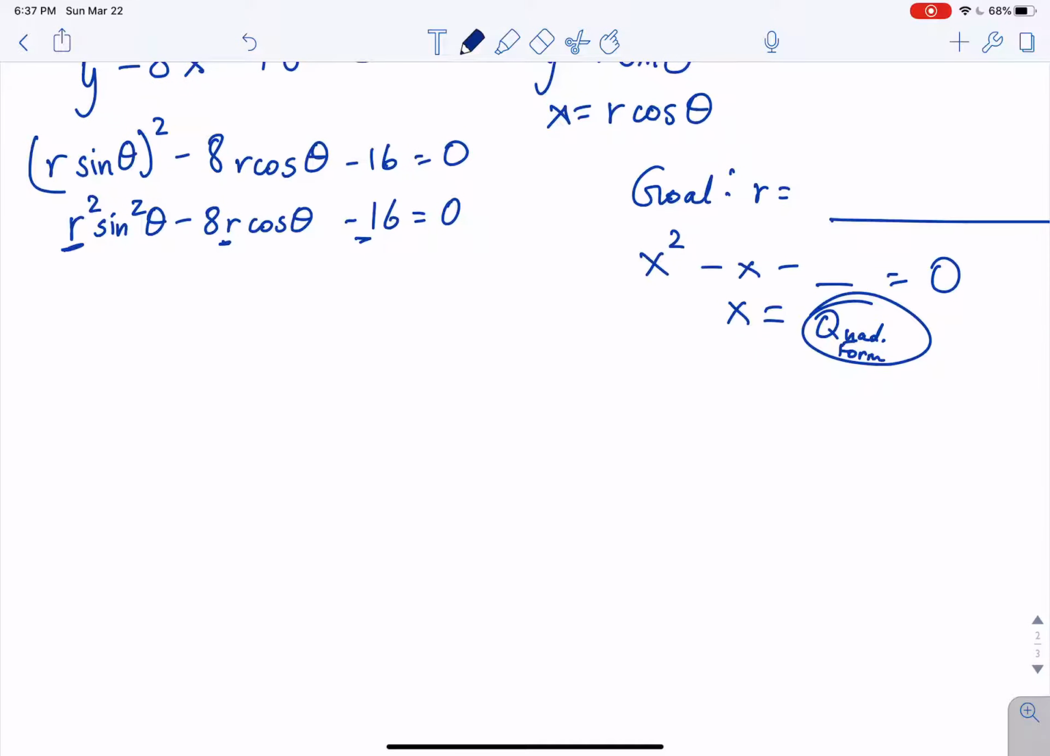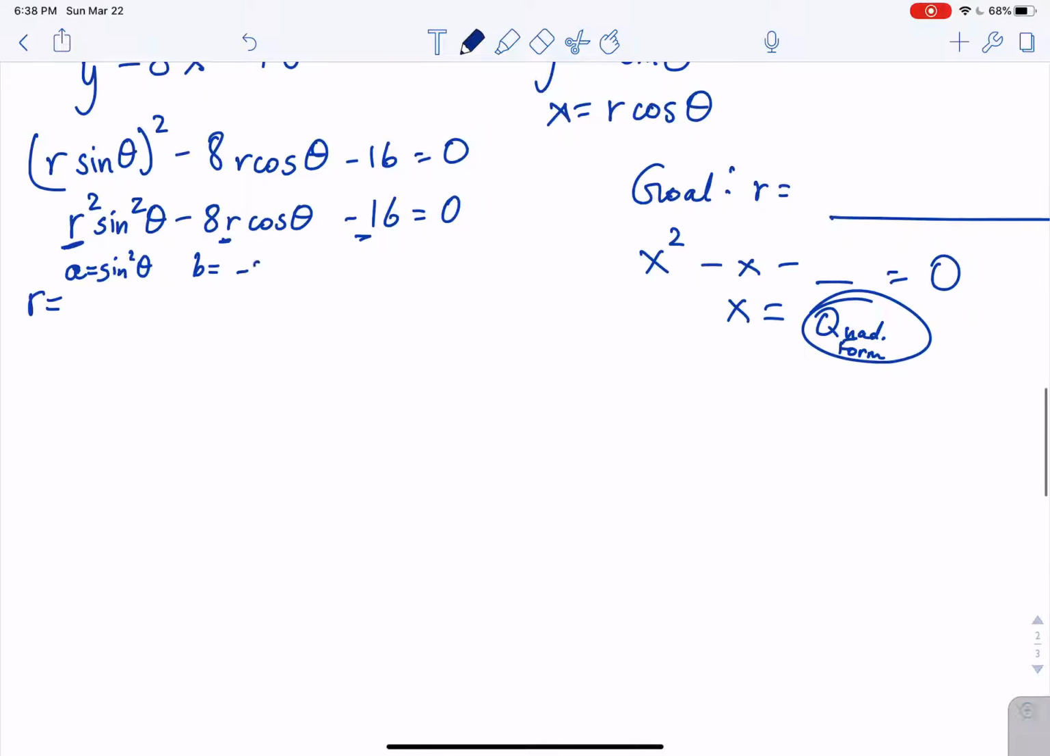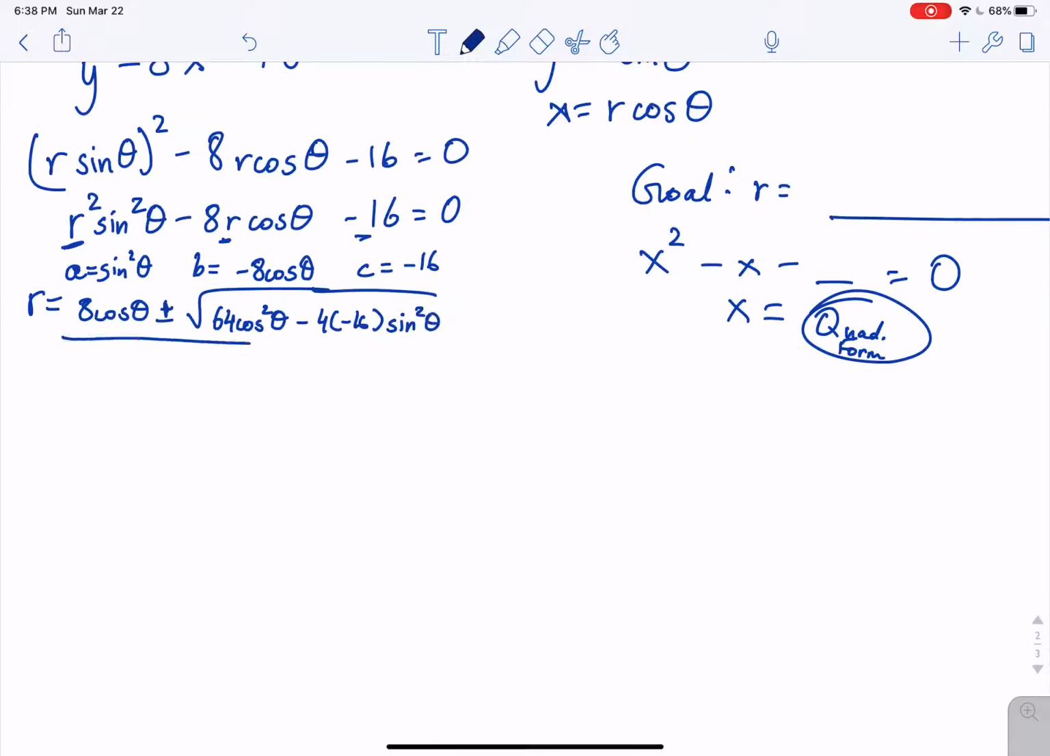So if we look at using the quadratic formula to solve for r, I look at the coefficients of each to get the a, b, and c in the quadratic formula. So a here is sine squared theta, b is minus 8 cosine theta, and c is minus 16. So let's go with the formula. So negative b, so 8 cosine theta, plus or minus square root b squared minus 4ac, all over 2a.